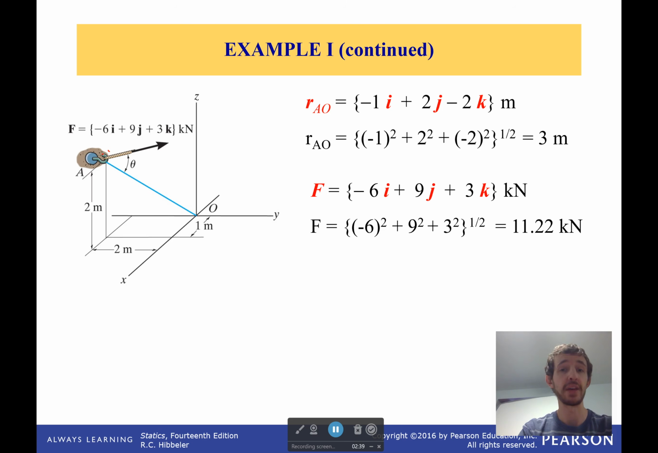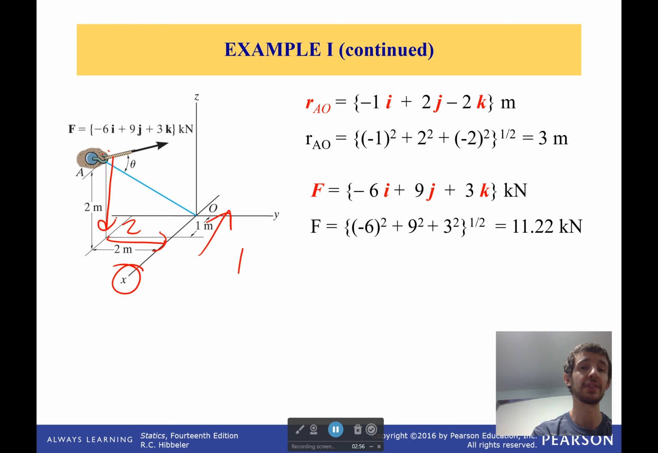Well, if I'm looking at just that point, I'm looking at the x direction first. Well, you can see that I went in the negative x direction, 1. Okay. If I'm looking at just the y direction now, you can see I went in the positive y direction, 2. And if we're looking at the z direction, you can see I went in the negative z direction, 2. So, -1, 2, -2.